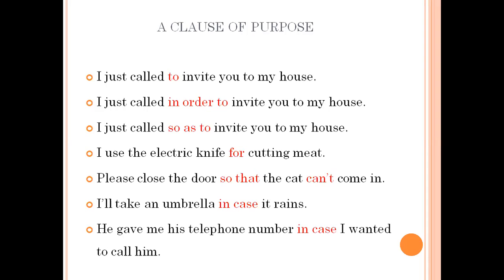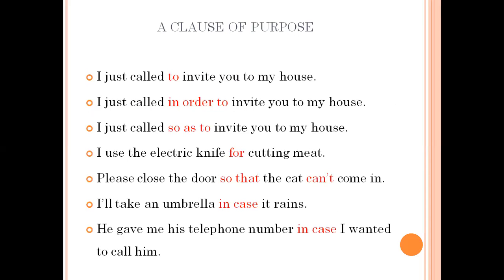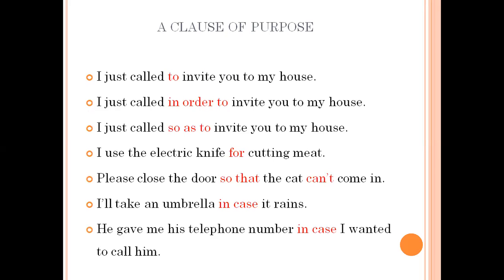Number 3, I just called so as to invite you to my house. The same. So as to is a linker, equal to in order to, and to. All of them are kinds of purpose. Number 4, I just called so as to, as I told you now.